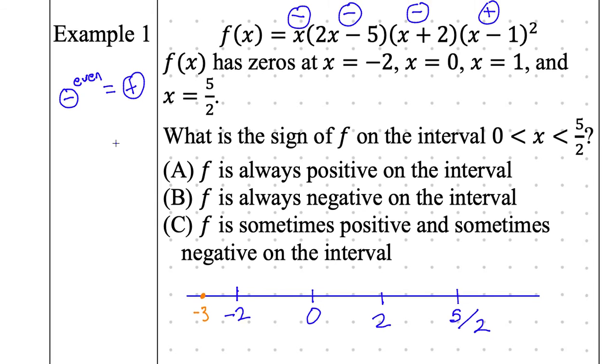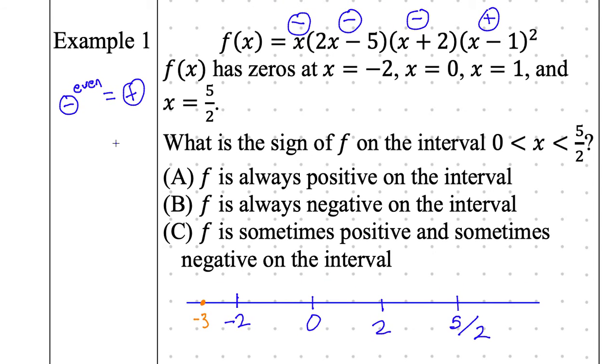My final question for you is a negative times a negative times a negative times a positive is what? Negative times a negative is a positive. So this positive times a negative is a negative. And a negative times a positive is a negative. So our final answer is that this interval is negative.